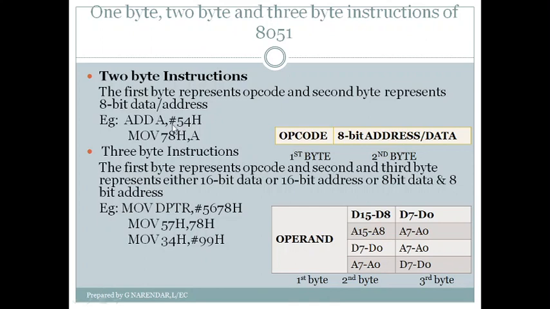And how am I specifying that this is data itself? Before this 54H, we have the hash symbol. That means 54H is data, not an address. So the instruction size is 2 bytes: 1 byte for the opcode, and the second byte for the 8-bit data. Please observe that register A exists separately in the controller, so it doesn't take any memory to store.